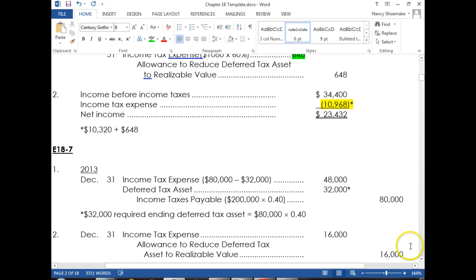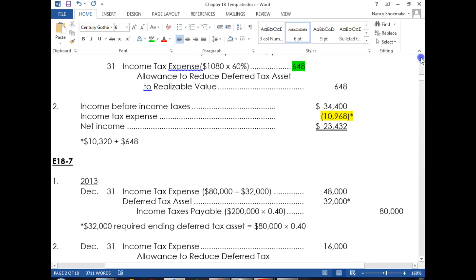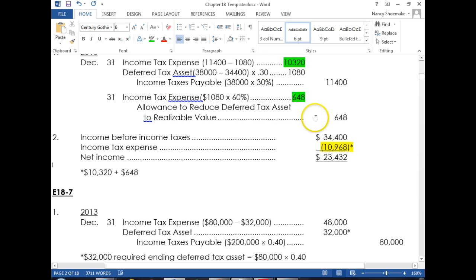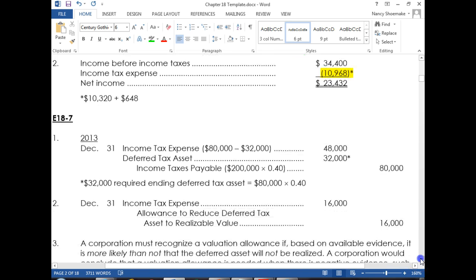As we move on here, basically what we're trying to see, there are two pieces here. We're seeing how we took that deferred tax asset and created the allowance to determine that realizable value on it. So we added both to come up with that income tax expense. Now let's look at 18.7.